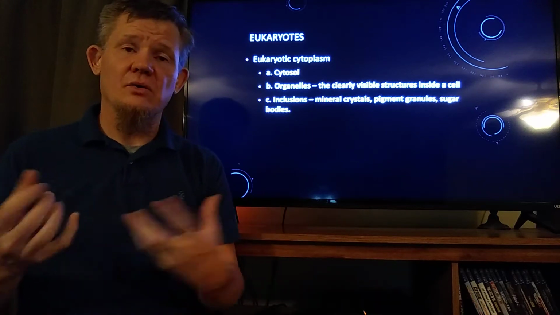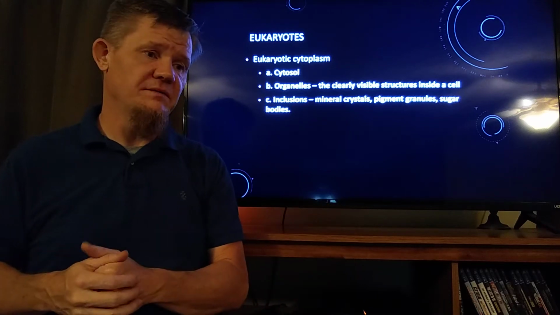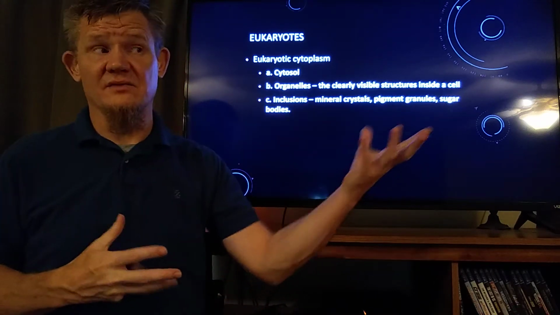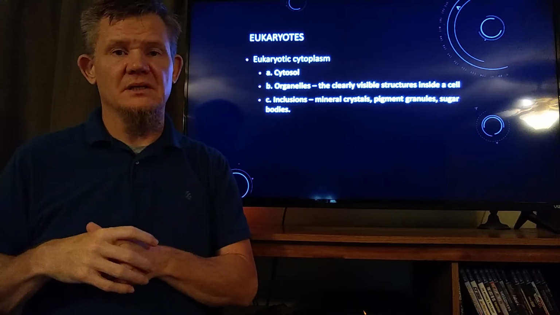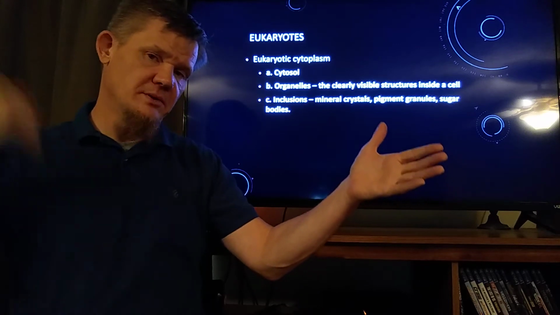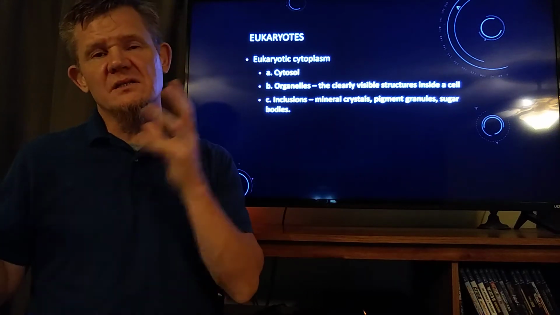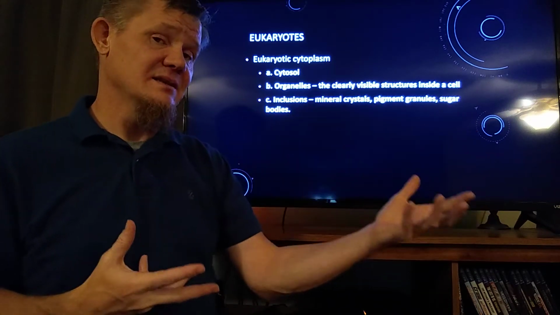The nucleus holds the DNA. The mitochondria makes all the energy for the cell. The chloroplast photosynthesizes for plant cells. The rough ER makes proteins. Ribosomes make proteins. The rough ER modifies the protein. Each of these different organelles have specific jobs that they do that nothing else does.